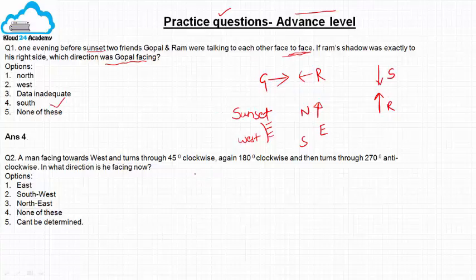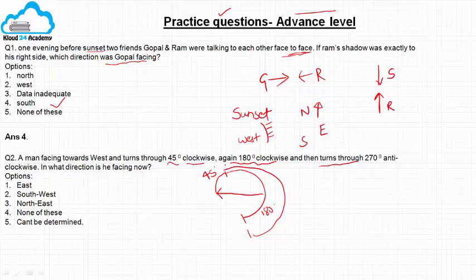Question number 2. A man facing towards west turns 45-degree clockwise. So clockwise is towards right, left to right. So he turned 45 degrees. And again 180-degree clockwise. So he was here. So again 180-degree clockwise, so he comes here. And then turns 270-degree anti-clockwise.